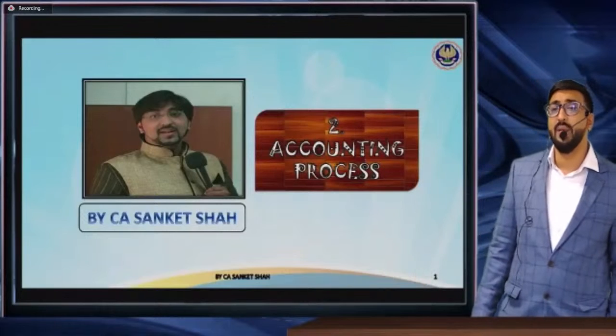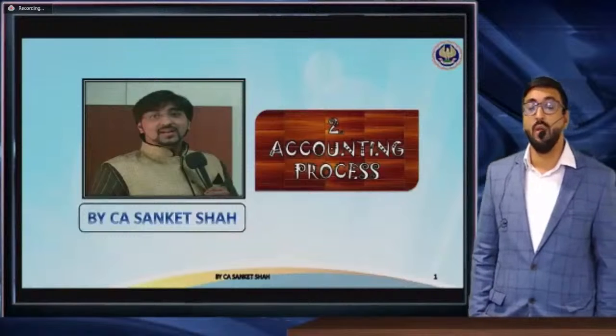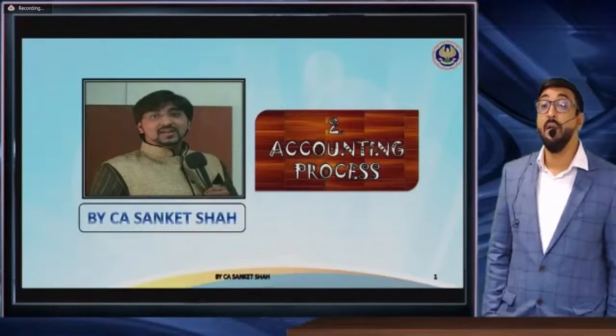So debtors account pro forma: to balance brought down, by balance carried down, to sales, by cash, by sales return, by bad debt, by discount allowed, and then by balance carried down. So it's very simple. Creditors account, credit plus, debit minus: by balance brought down, to balance carried down, by purchases, to cash, to discount received, to deficiency, and to purchase return. This is a pro forma of creditors account.